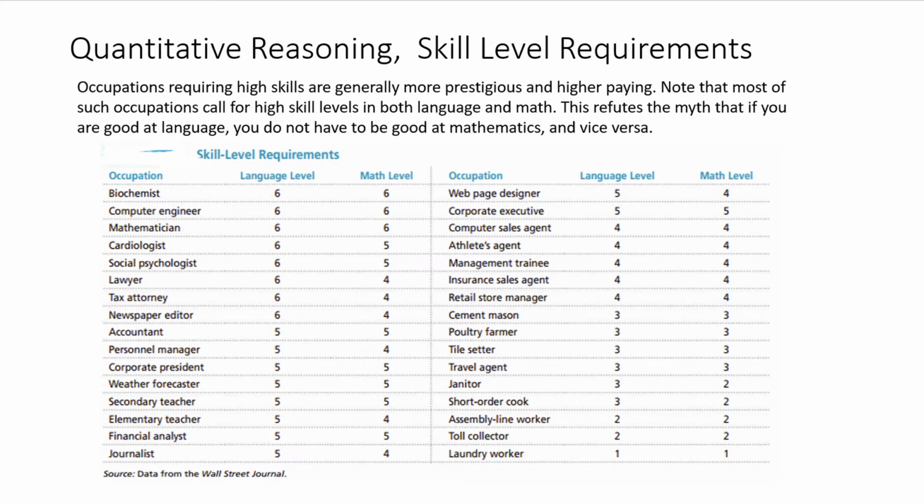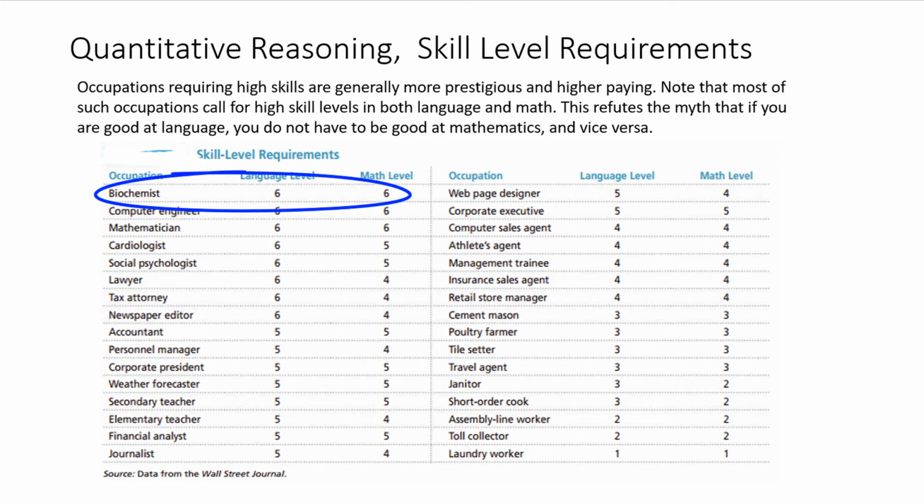Let's consider quantitative reasoning and skill level requirements. Occupations requiring high skills are generally more prestigious and higher paying. Note that most of such occupations call for high skill levels in both language and math. This refutes the myth that if you are good at language, you do not have to be good at mathematics, and vice versa. Let's recognize a couple of these.